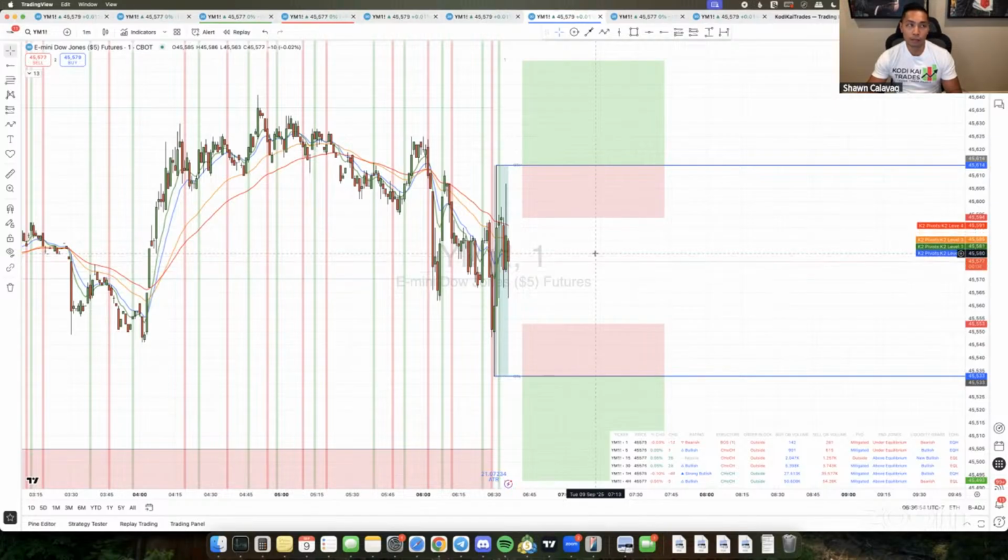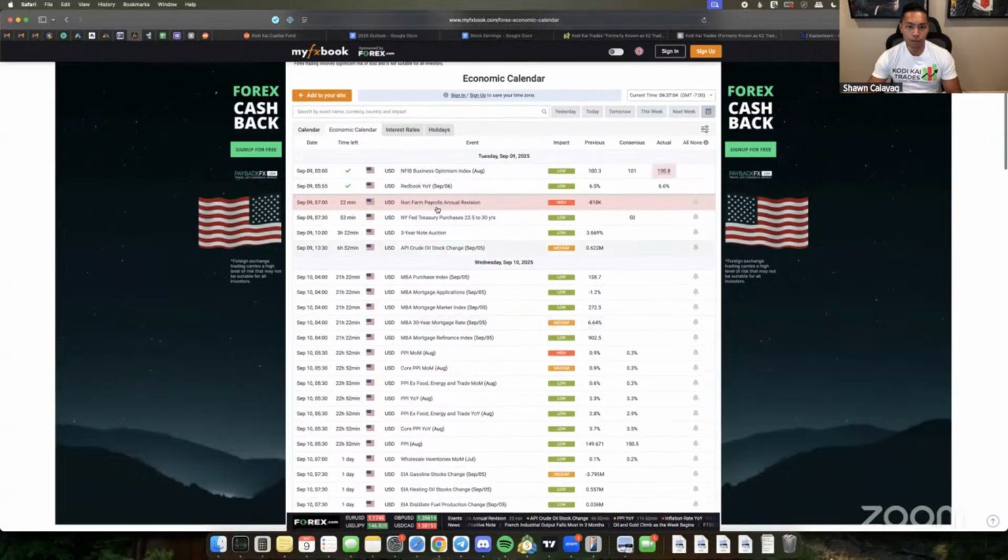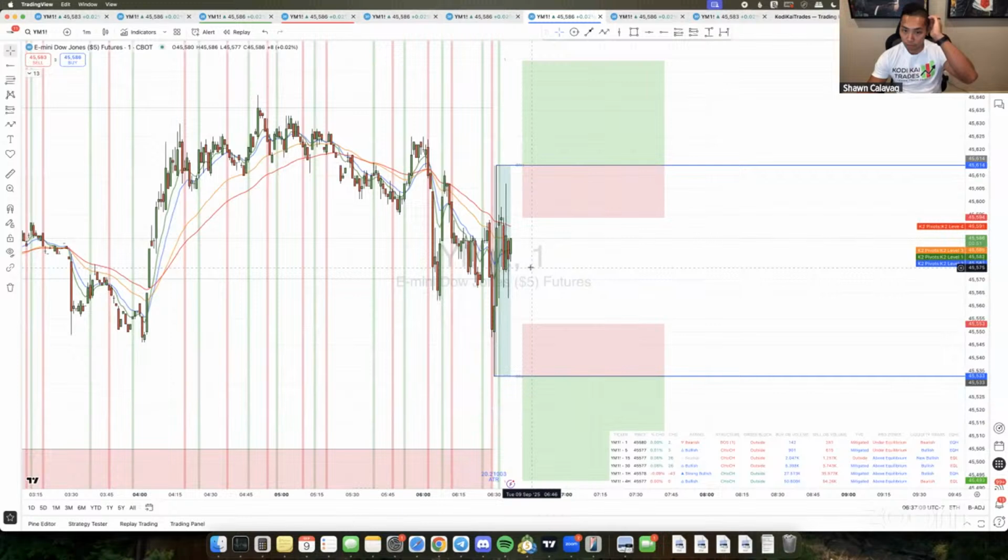Tomorrow we have PPI, which is producer price index. Thursday we have CPI, which is consumer price index. And then Friday's Michigan consumer sentiment. So those are when the big news events come out over here. Today we have non-farm payroll annual revision, which is going to happen at 7 o'clock. So in a few minutes here, it'll happen.